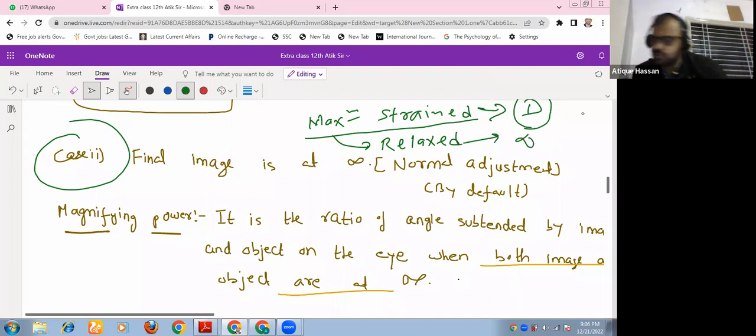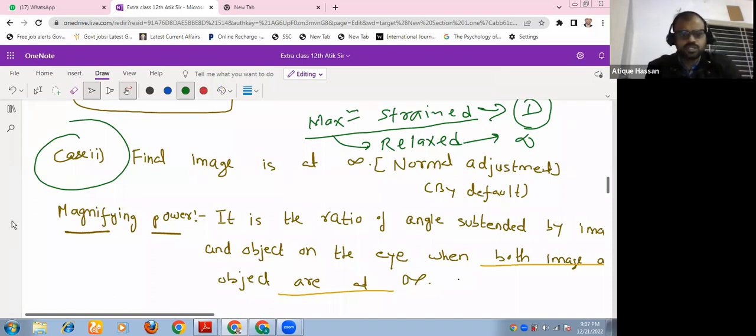So it will be useful for both microscope as well as telescope. In case of microscope, they can also use the same language. Understood? So every time they will not say find the magnification for least distance of distinct vision and find the magnification when the final image is at infinity. No, sometimes they will ask you like that. If you see the previous year questions, this kind of language has been used in the question. So you have to remember that. Maximum strain means least distance of distinct vision. Relaxed eye means final image is at infinity.